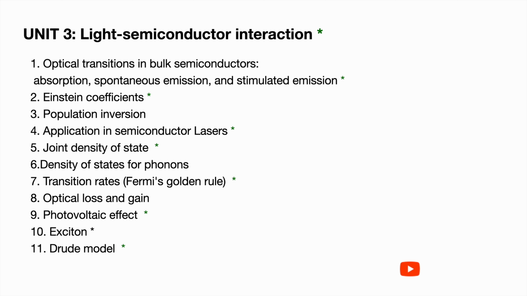Fifth topic is joint density of states. Again very important. Sixth one is density of states for phonons. Seventh is transition rate, Fermi golden rule, which is also very important. Eighth is optical loss and gain. Ninth one is photovoltaic effect. 10th is exciton. 11th is Drude model. This is also a very important topic and usually asked for 2 marks in MSTs and in the final exam also.